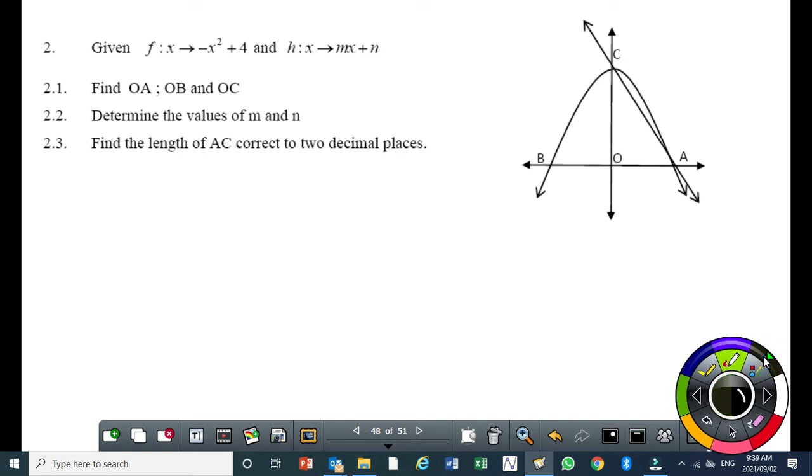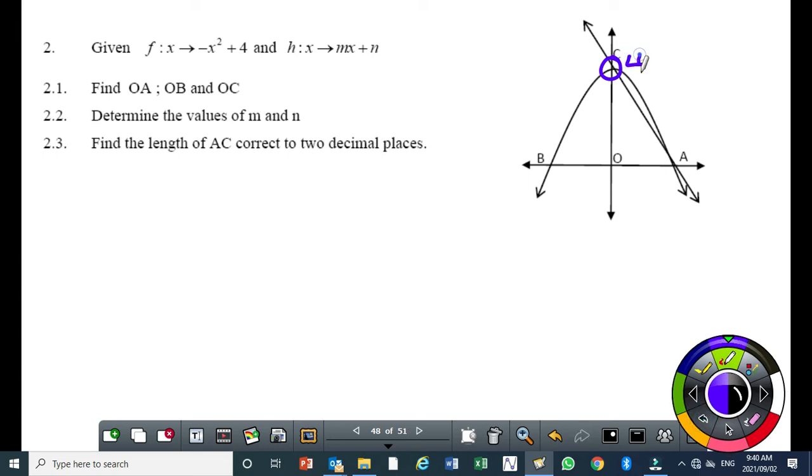Alright, so you're given the equation of the quadratic and the equation of the linear. The gradient is unknown, the y-intercept is unknown. Please be aware that the two graphs intersect here. They were not drawn properly, but they intersect at a common point there. Now, based on the equation of the quadratic, the value of q, the y-intercept, is going to be minus 4 there. So it's positive 4 rather, not minus 4. So positive 4.